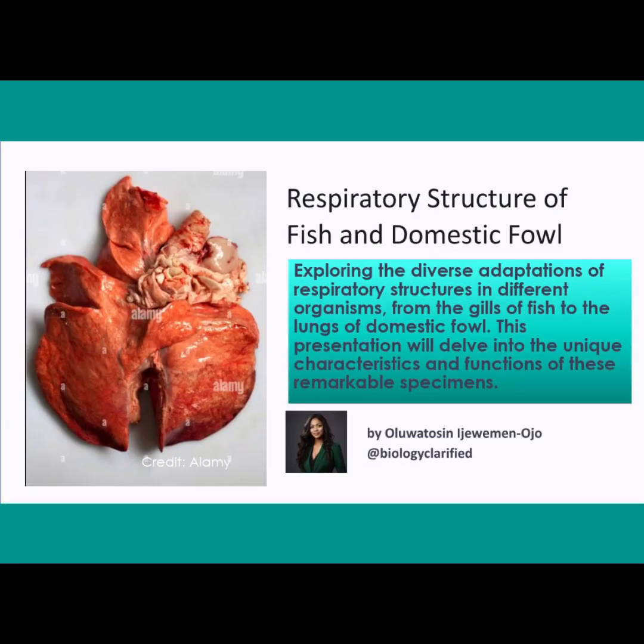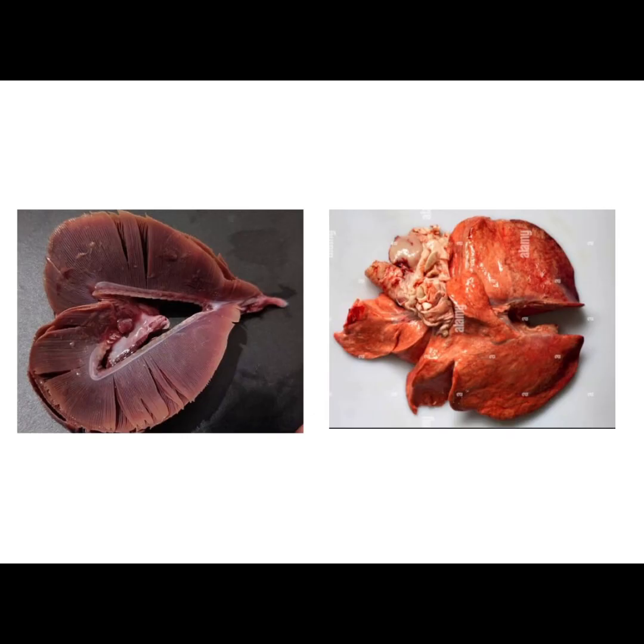We are going to look at the respiratory structure of fish and domestic fowl. We are going to focus on the gills and the lungs. We look at the adaptation, the characteristic features, and compare both specimens. Why are we looking at these specimens? Because both of them will be featured in this year's biology practical exam.